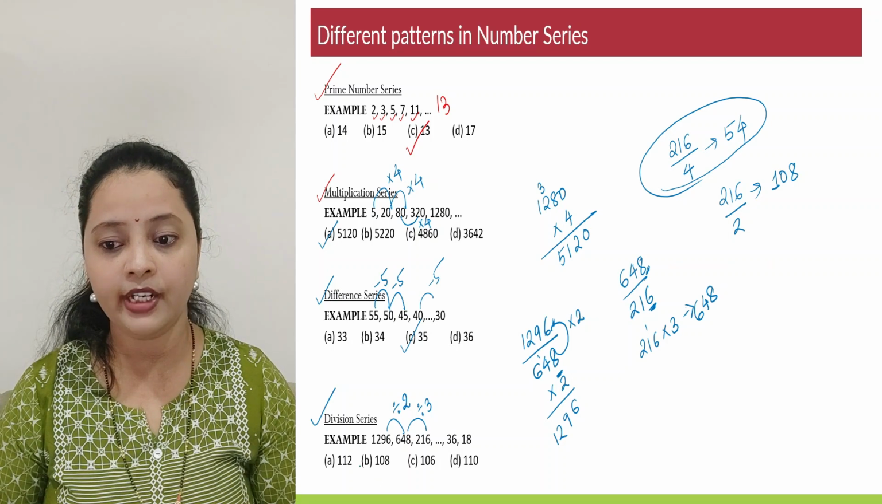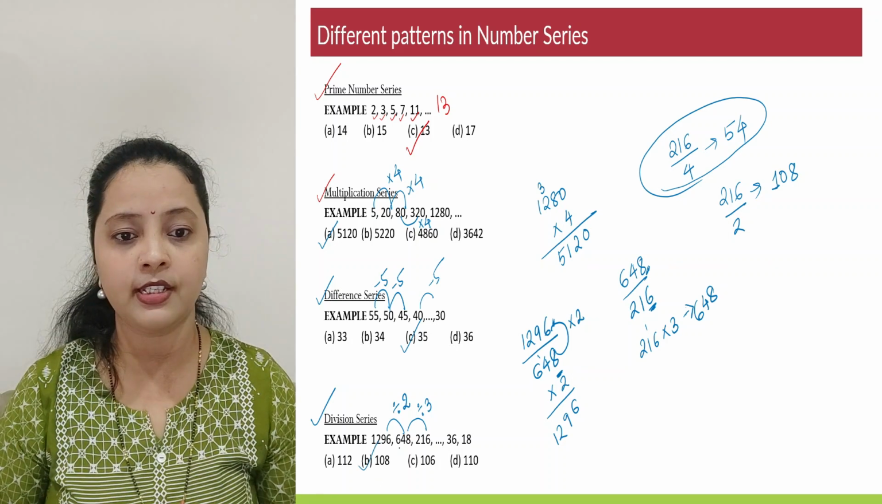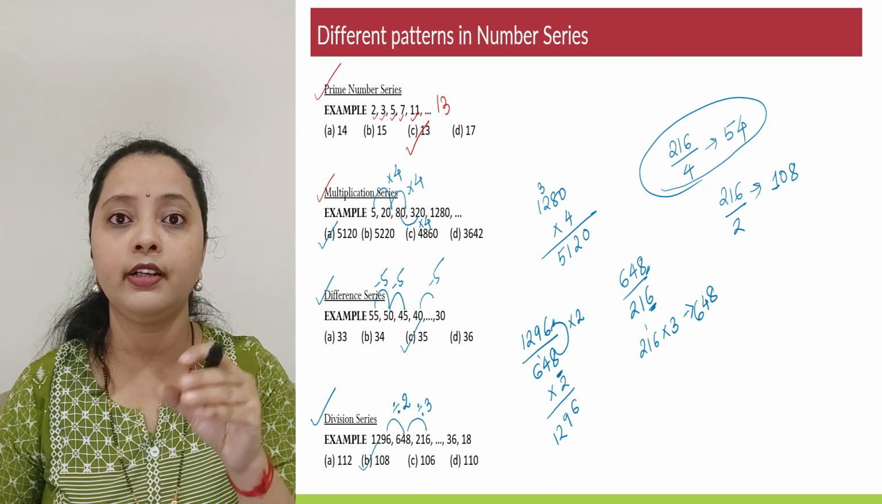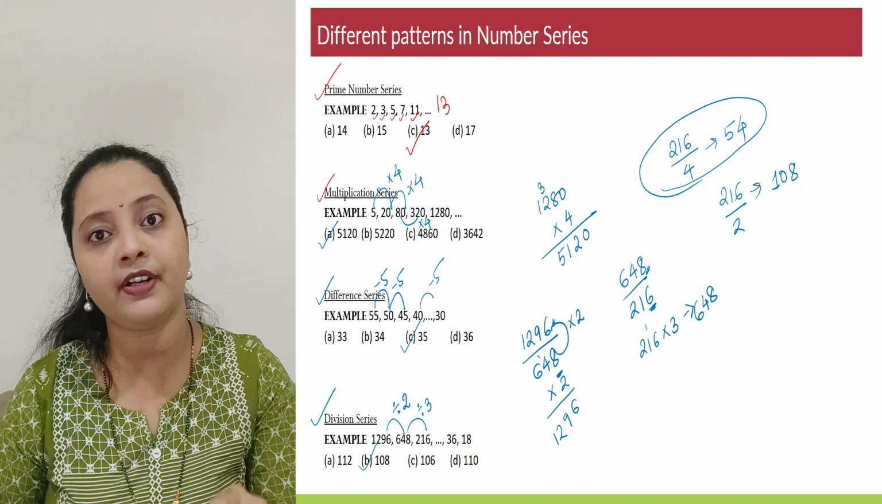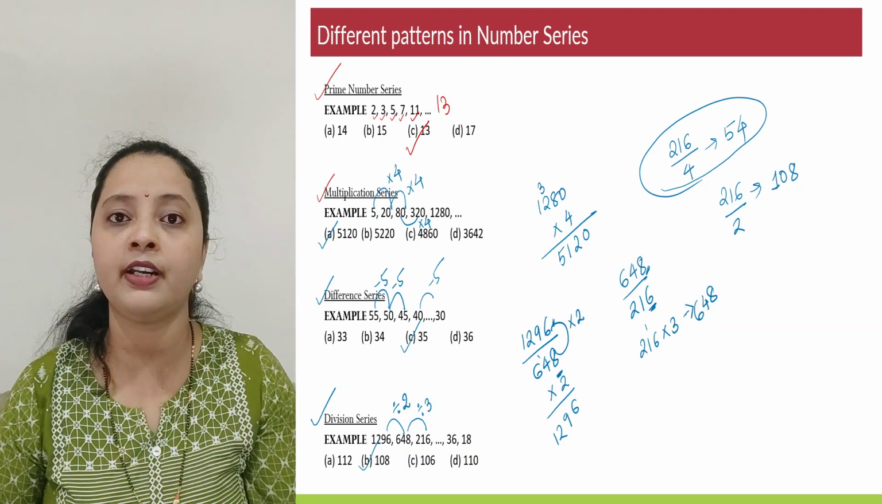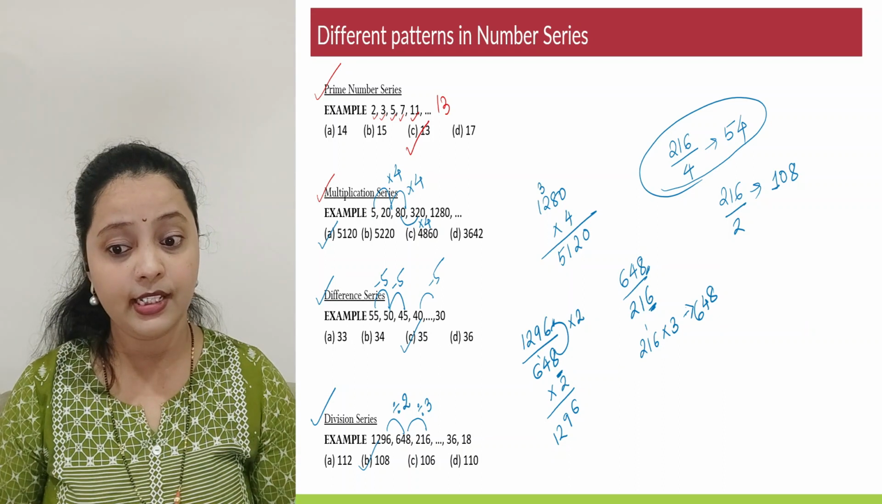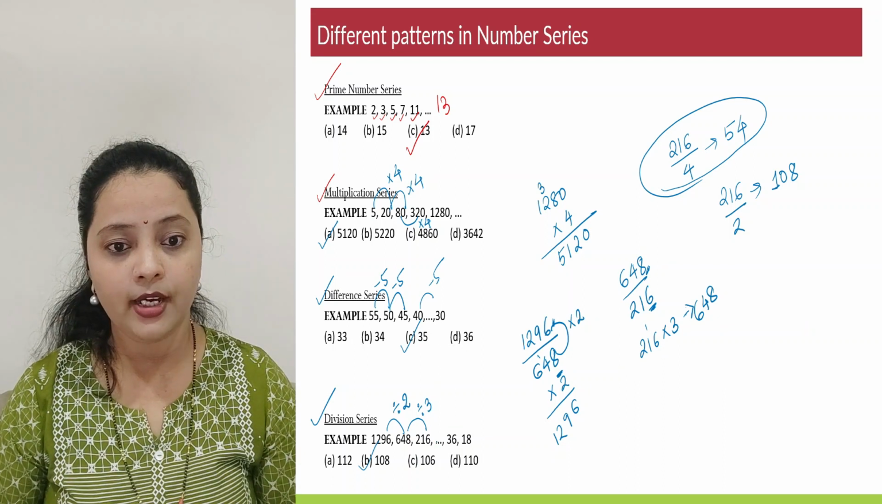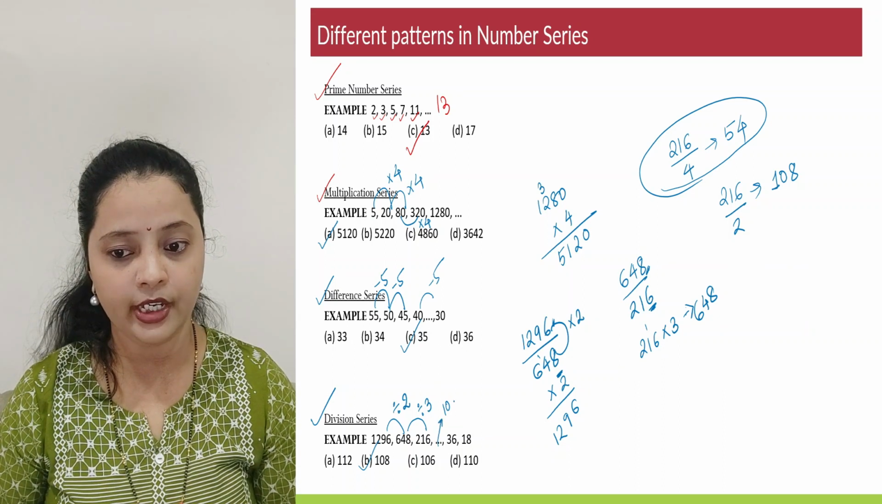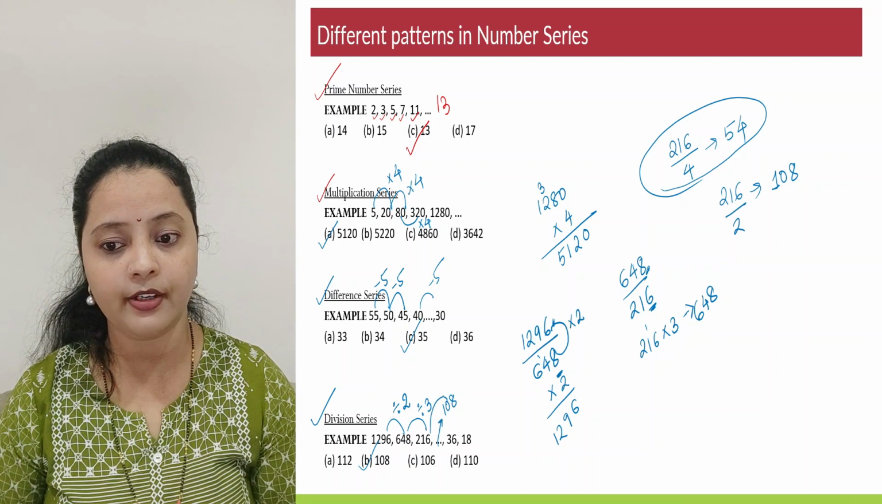Now do we have 108 in the option? Yes. So this particular sequence is using divide by 2, 3, again divided by 2, 3. So alternatively dividing by 2 and then dividing by 3. Let's check if it's further fitting. So my unknown number that I get is 108. This was 216 divided by 2.